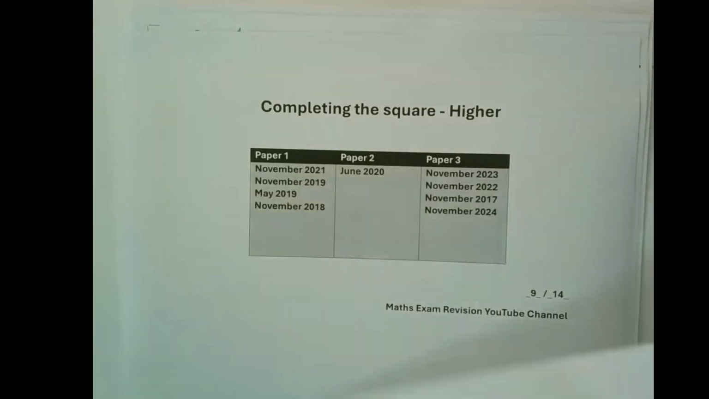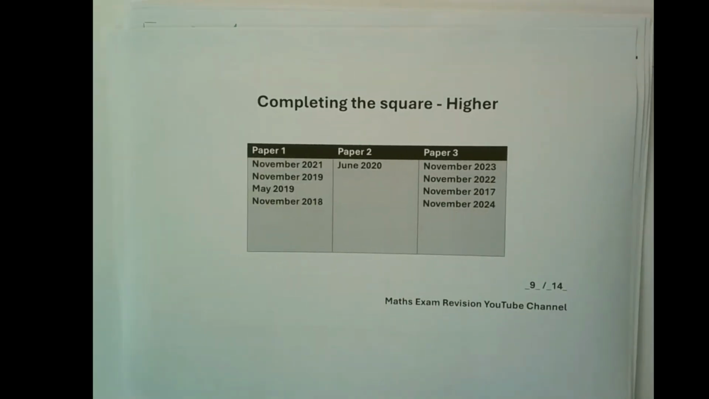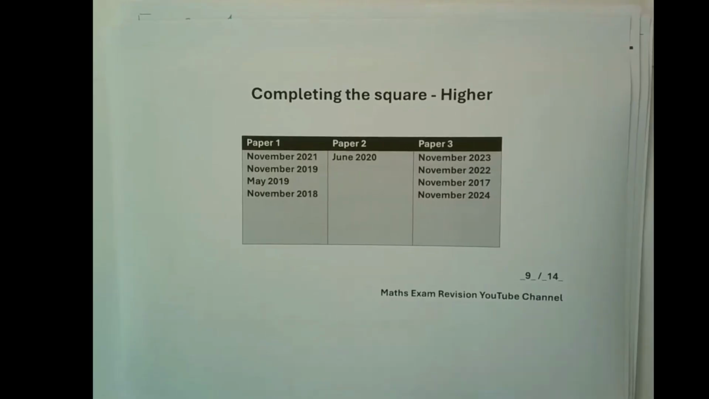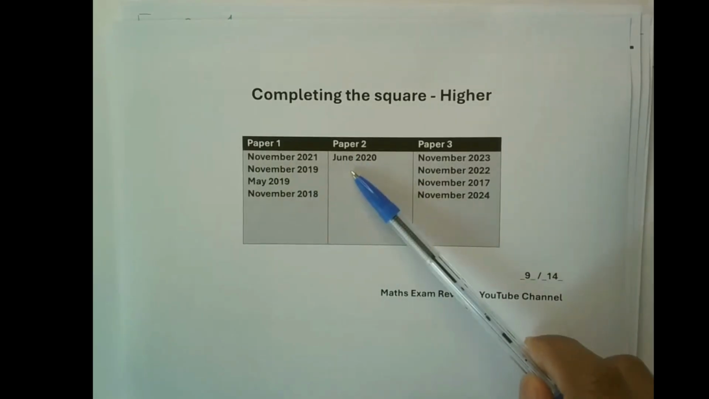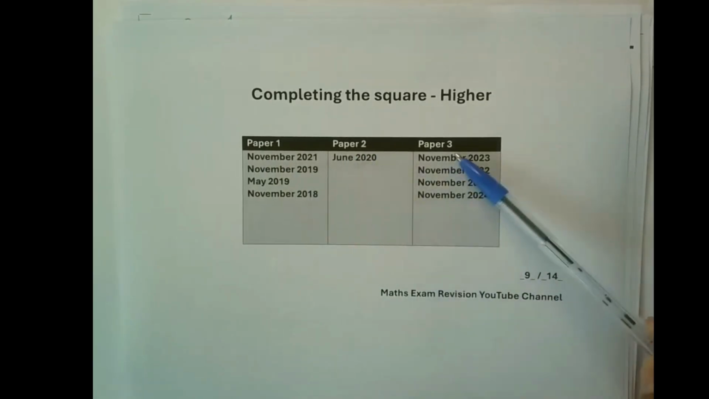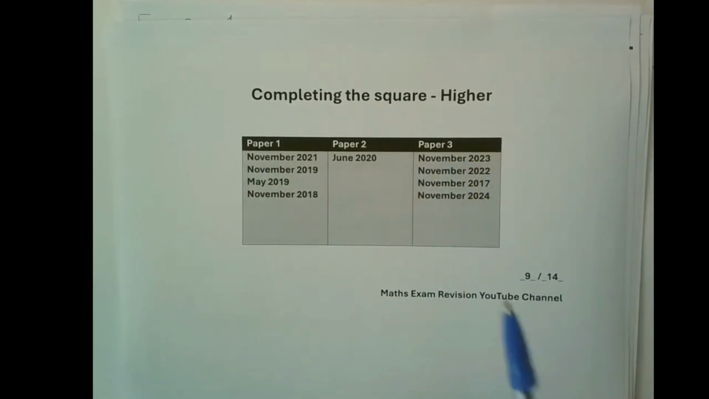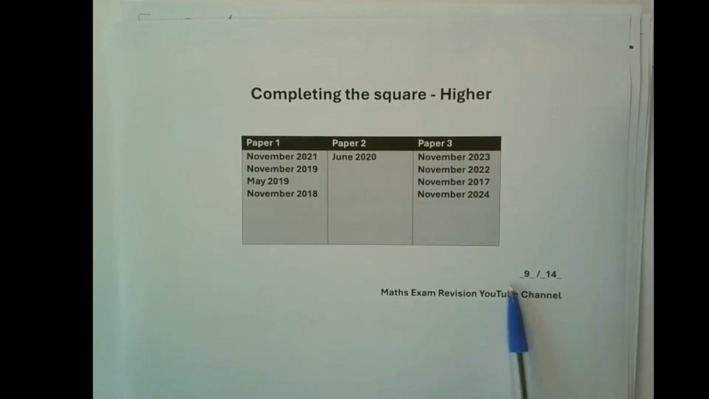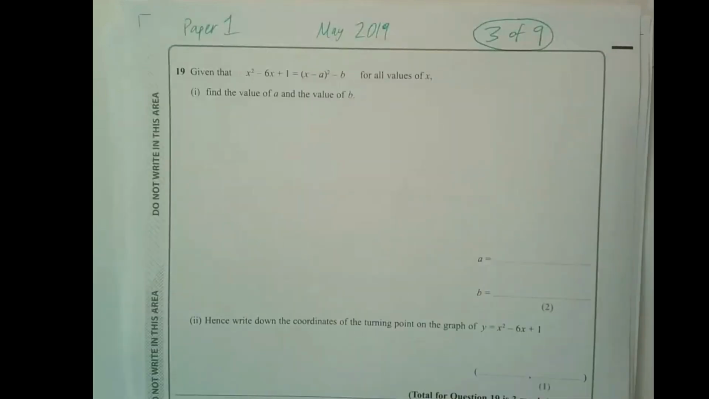All right. And here is an analysis of completing the square. How important is this? Well, you can see it appears in November papers quite a lot. It's appeared in paper 1, it has appeared in paper 2, June 2020, and paper 3. So out of the 14 sets I looked at, it appeared 9 times. So it is quite a popular topic, quite a frequent topic rather.